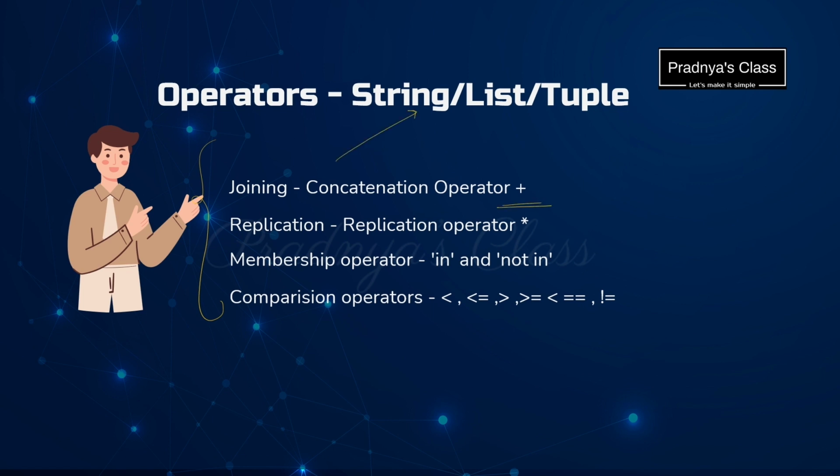When we use the concatenation operator, both the operands should be of the same data type. It means a list can be concatenated with only a list. The same rule applies with string and tuple too.